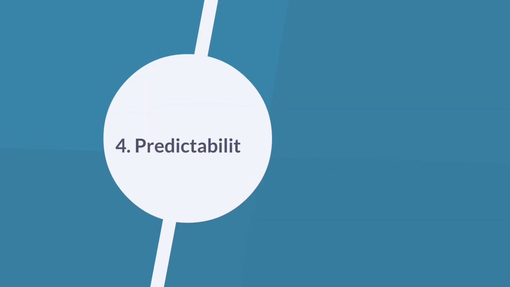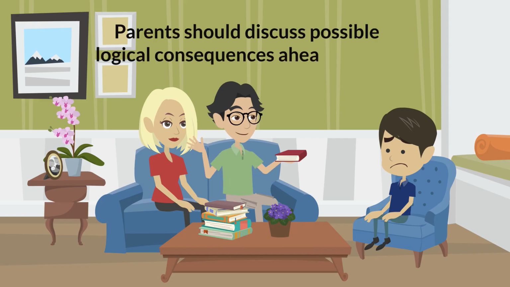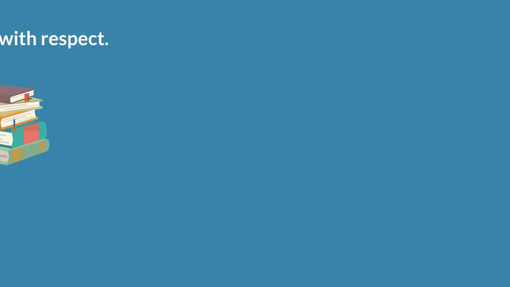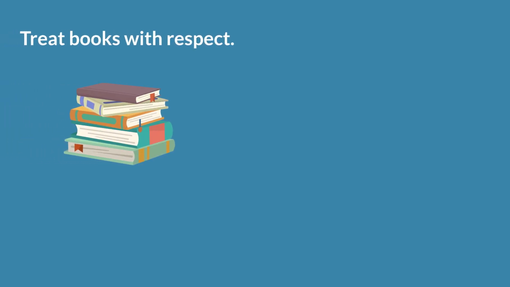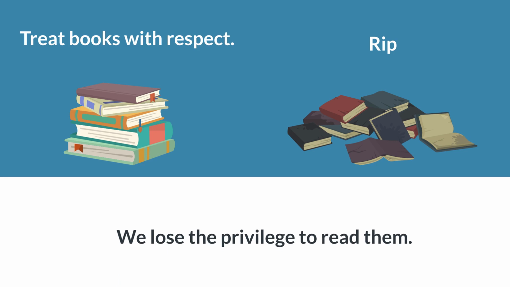4. Predictability. Parents should discuss possible logical consequences ahead of time. For example, a rule can be we should treat books with respect. If we rip them, we lose the privilege to read them.